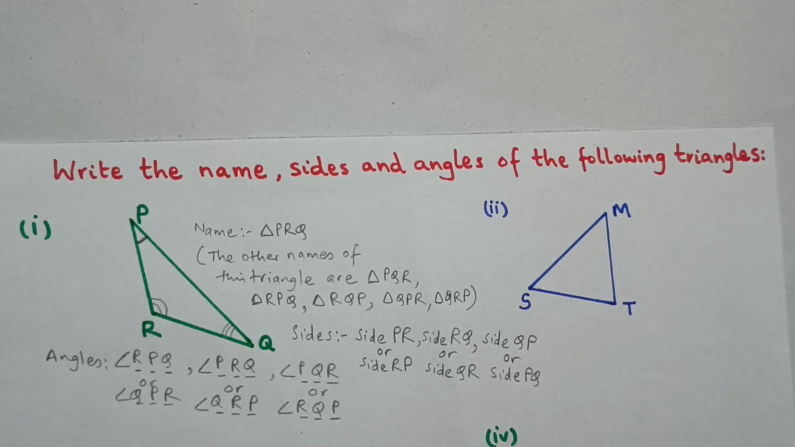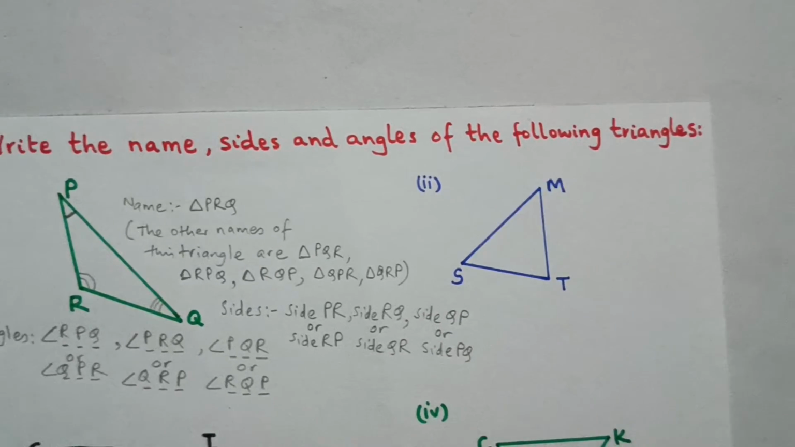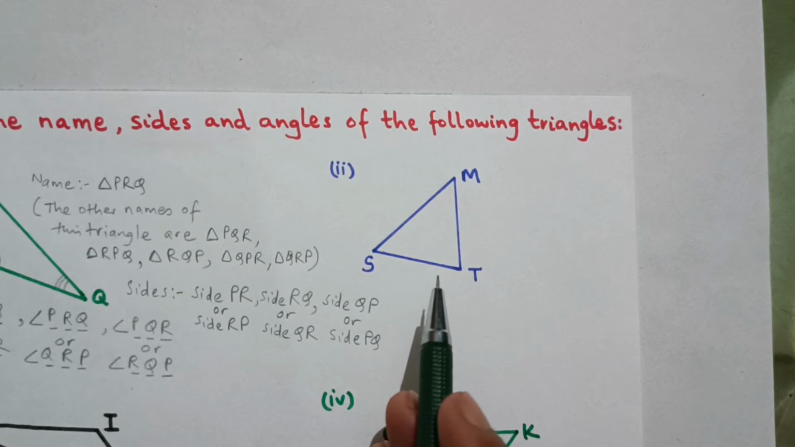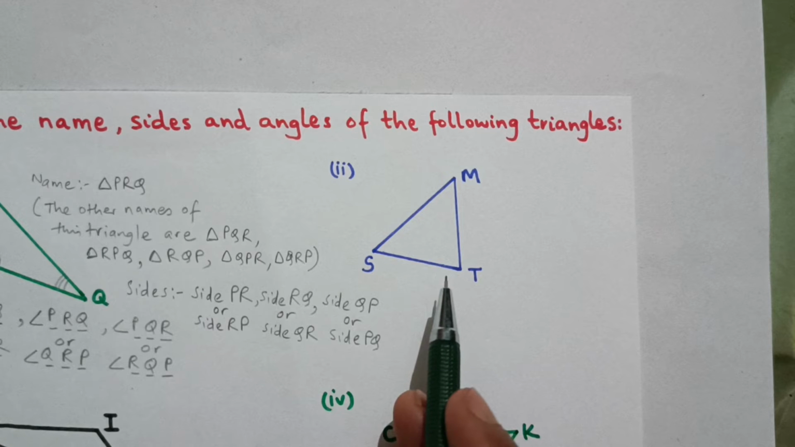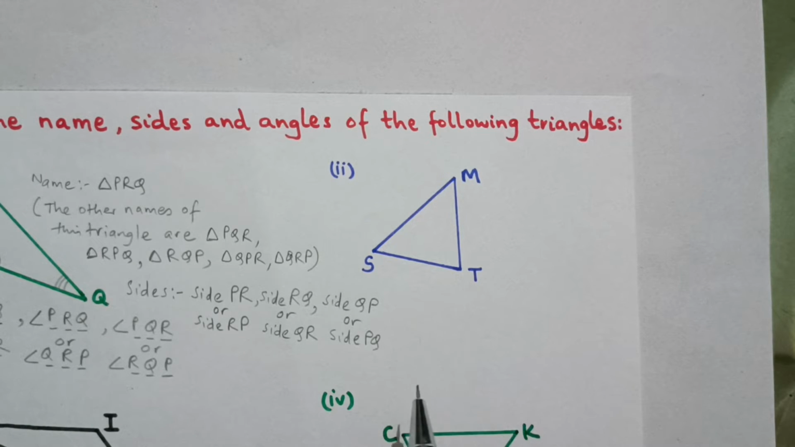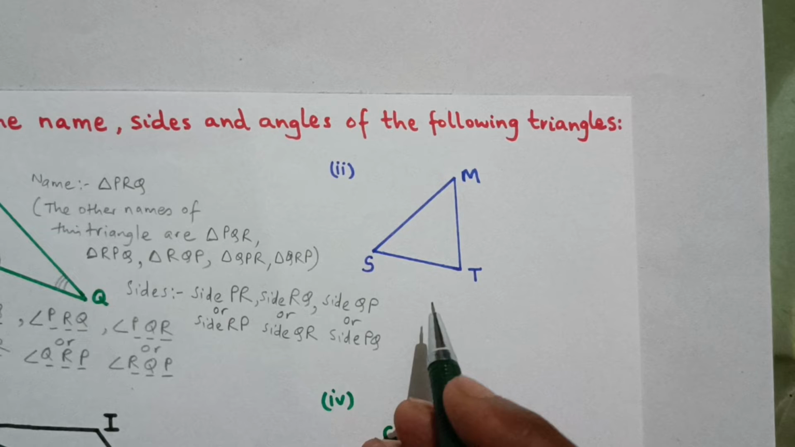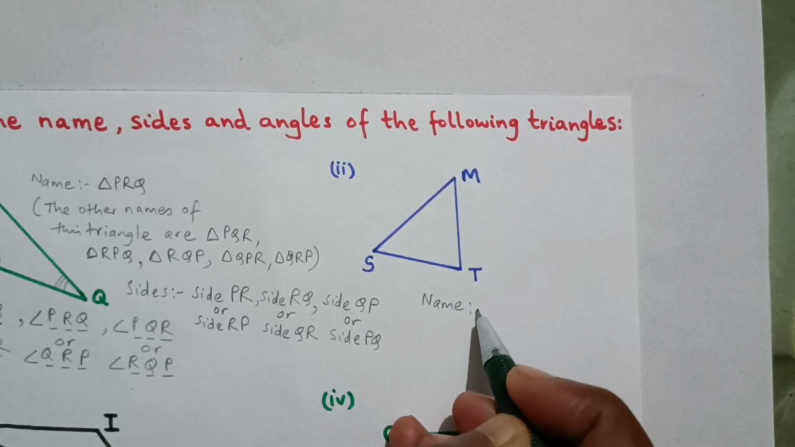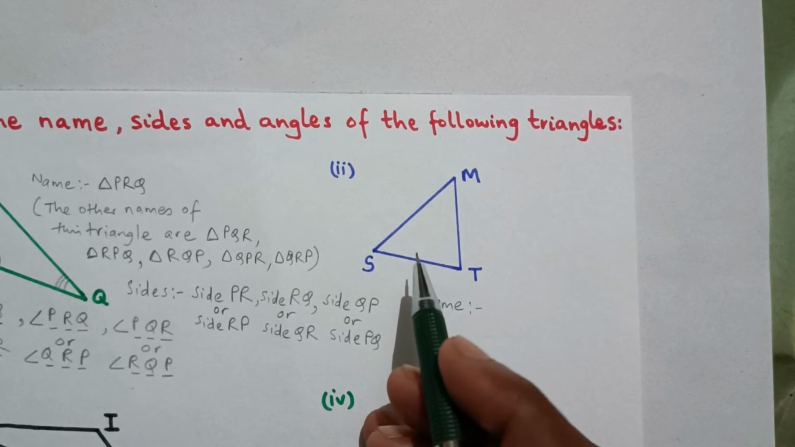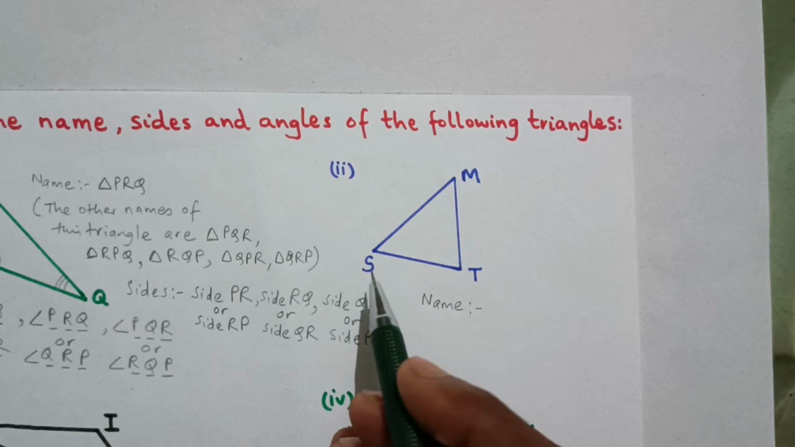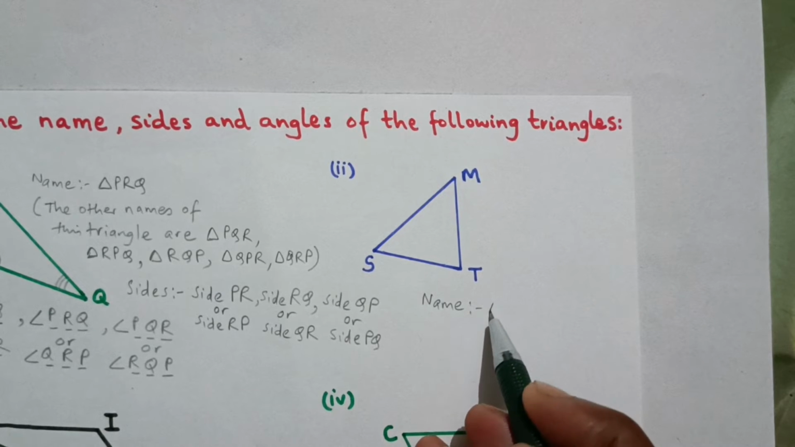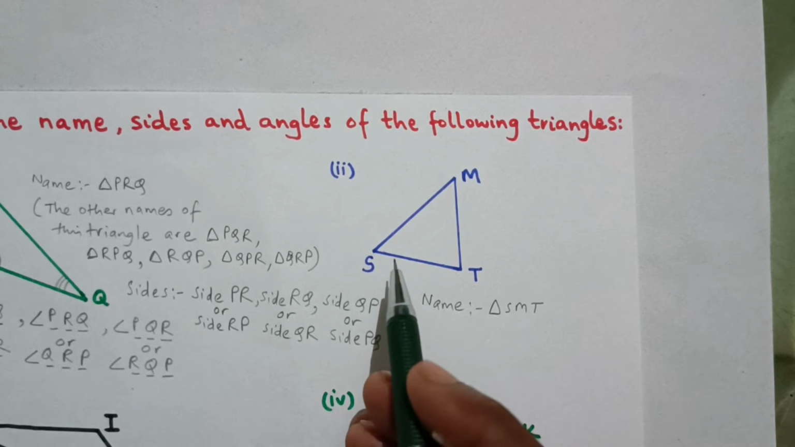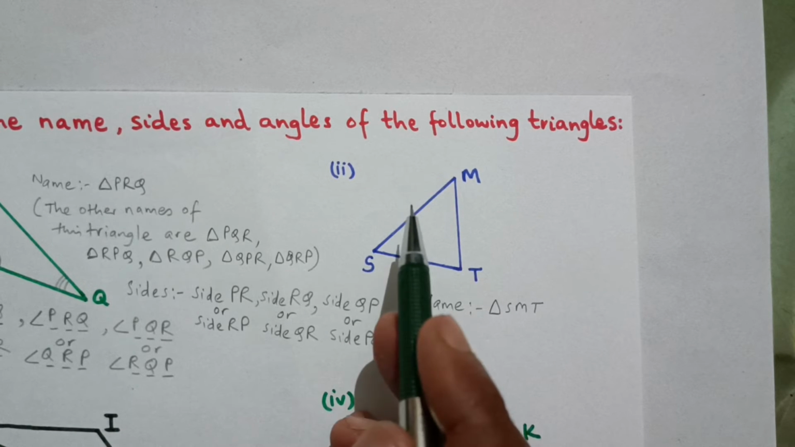Now let us go to question number 2. So in question number 2 also we have to write the name of this triangle, write the 3 sides of this triangle and write the 3 angles of this triangle. So first let us start with the name. So what is the name of this triangle? I will call this triangle triangle SMT. But you can call this triangle by many other names also.